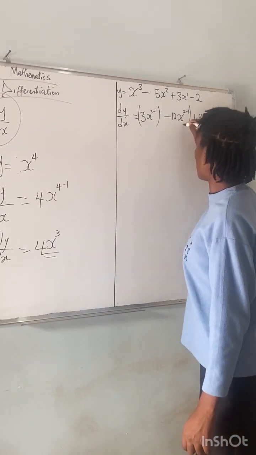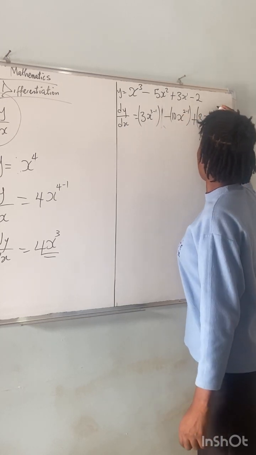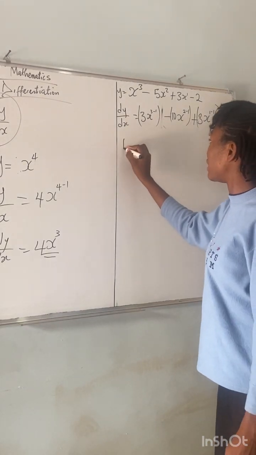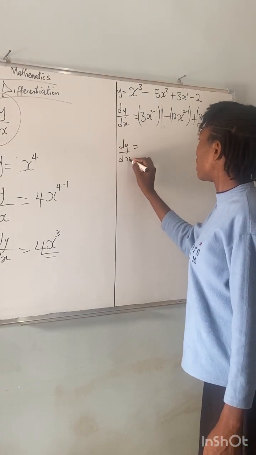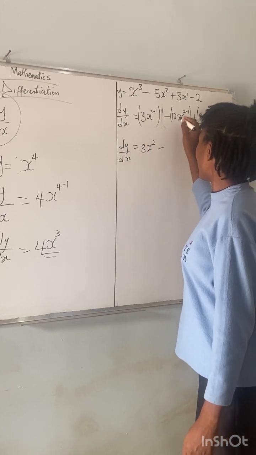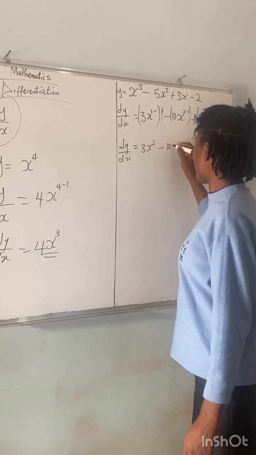We can continue. Now let's solve this. We'll have our dy dx giving us 3x. 3 minus 1, we have 2. And then we have 10 minus 1, we have just 1, that is 10x.